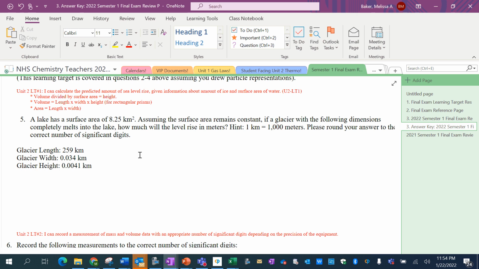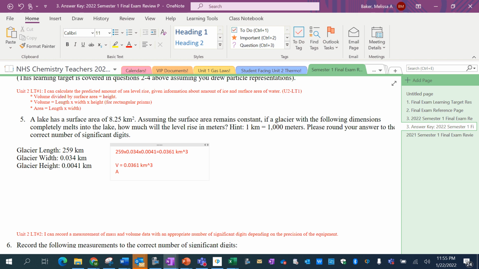Okay, so let's figure out what the volume of the glacier is. I can just type this into the OneNote calculator. 259 times 0.034 times 0.0041. We'll keep all the significant digits for now, and that's kilometers cubed. Okay, we know volume is kilometers cubed, so volume is 0.0361.